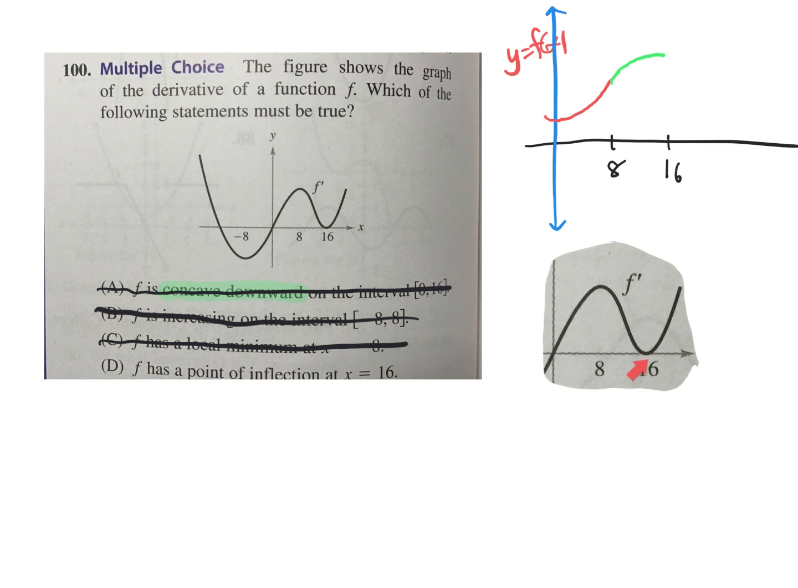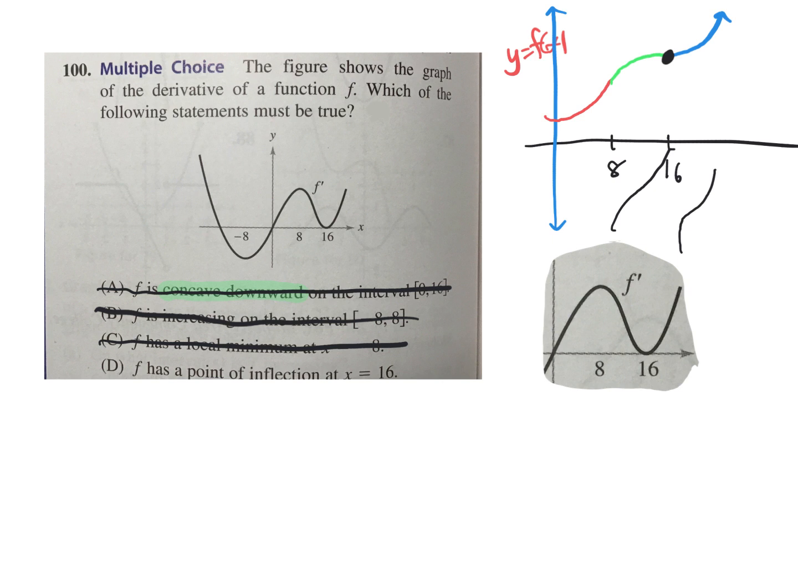And then as we move to the right of 16, the slope becomes positive again, but very little positive. But then it gets positive, more positive, more positive. So the slope becomes positive again and starts to get steeper. So the question is, is there a point of inflection at x equals 16? And the answer is yes, because there's concave down before it and concave up after it.